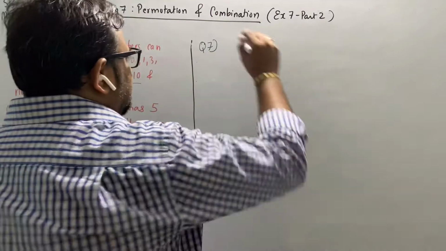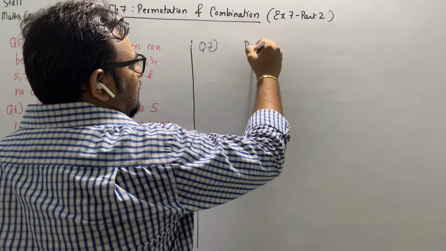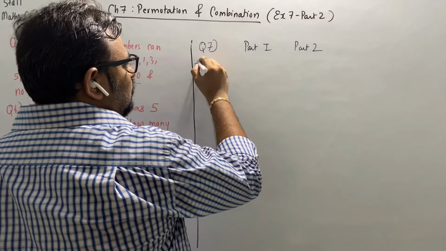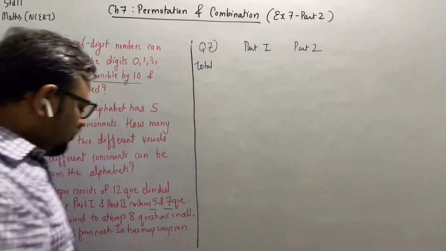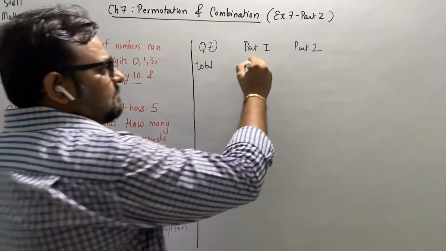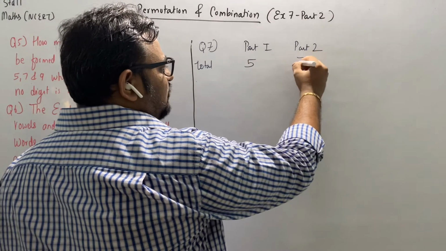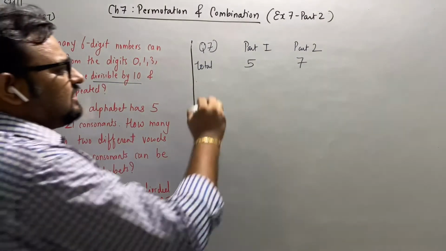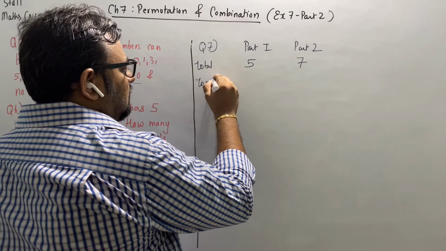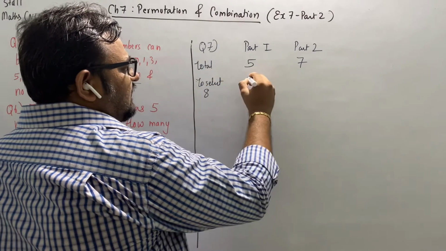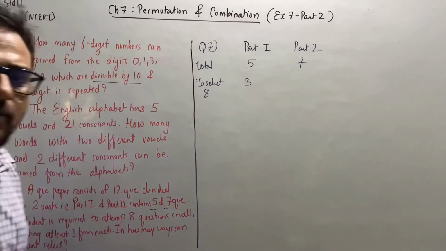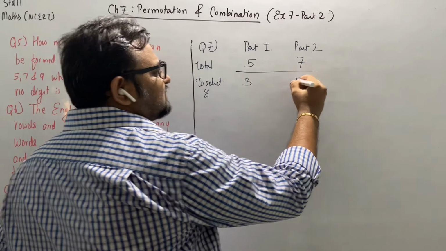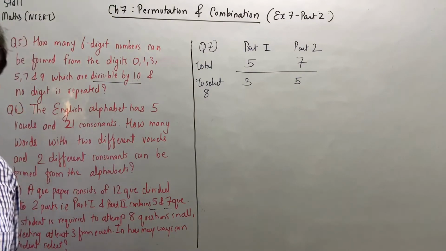Okay, so now let's see part 1, part 2. Total questions in part 1 is 5, and total questions in part 2 is 7. So now at least 3. So let's say to select 8, if we're selecting 3 from part 1, then 5 questions must be selected from part 2.